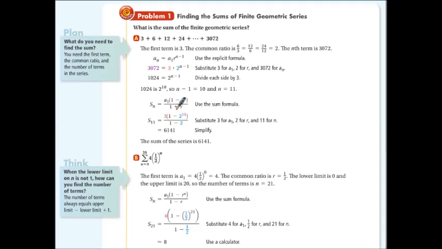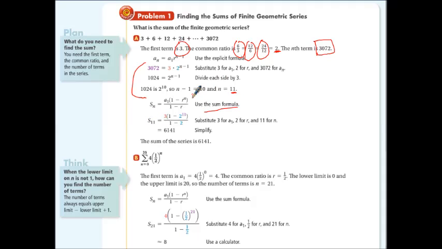So let's take a look right here. What is the sum of the finite geometric series from 3 to 3072? All right. So we know the first term is 3. The common ratio is 6 over 3, 12 over 6. So the common ratio is 2. The nth term is 3072. So we're going to use the explicit formula, plug everything in, and find how many terms there are. We do that in these steps right here, and we get 11. All right, so 11. Now, we can use the sum formula.